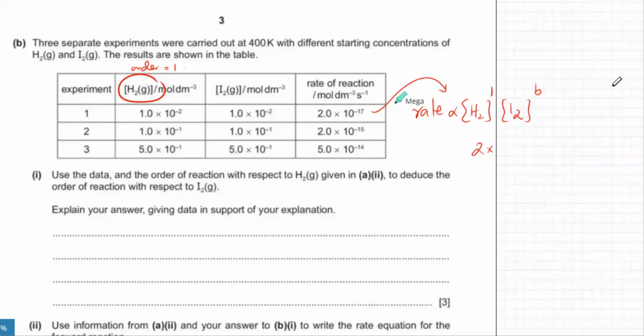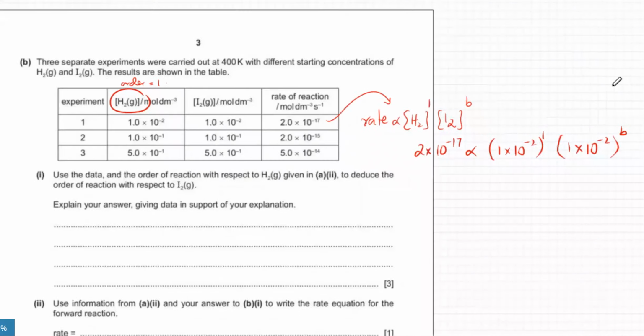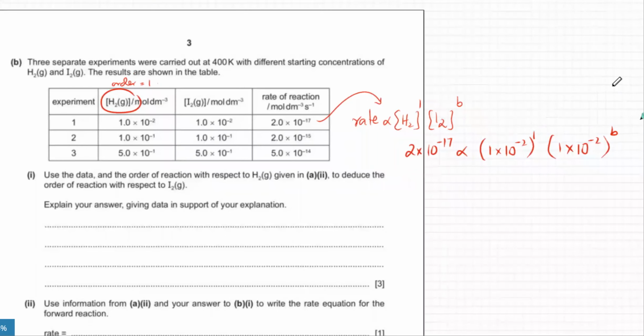So for the first one, it's 2 times 10 to the power minus 17. That's the rate in mole per dm cube per second. And the concentration of H2 given is 1 times 10 power minus 2. And I know the order for H2 is 1. And the concentration of I2 is also given, 1 times 10 power minus 2. And I don't know what the power is. I don't know what the order is. So I have no idea what the relationship is.